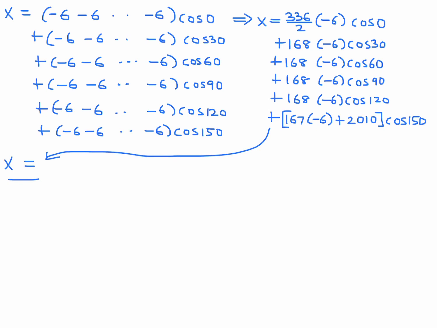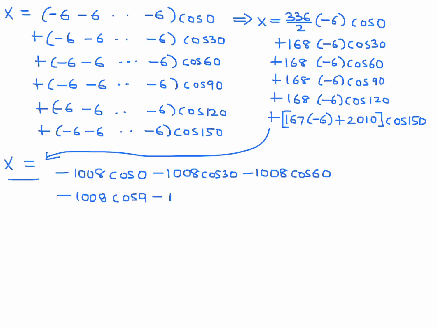And now we just have to multiply all these out. So it becomes minus 1008 cos 0, plus, or actually minus, they're all going to be minus 1008 cos 30, minus 1008 cos 60, minus 1008 cos 90, minus 1008 cos 120, and then this one is a little bit different, right? This one, when you do the math, it actually becomes plus 1008 cos 150.